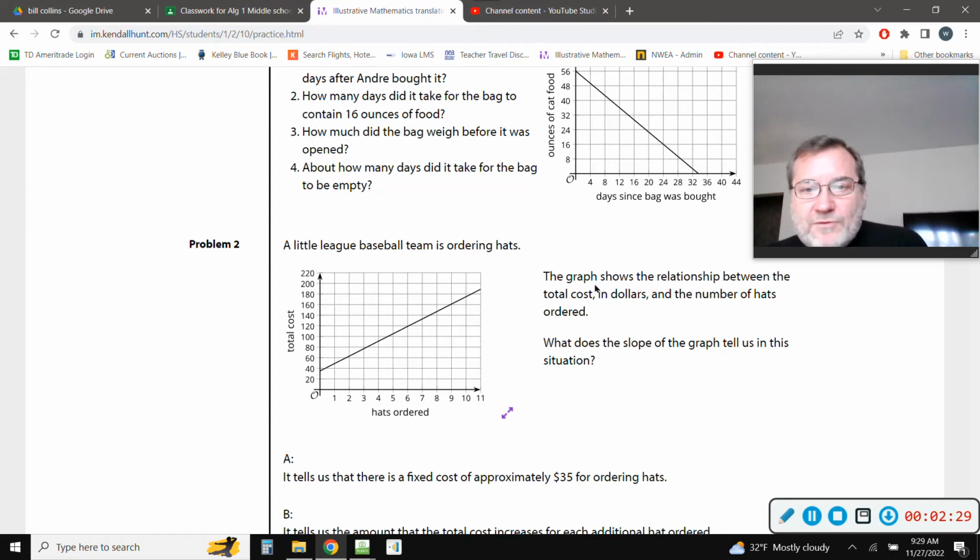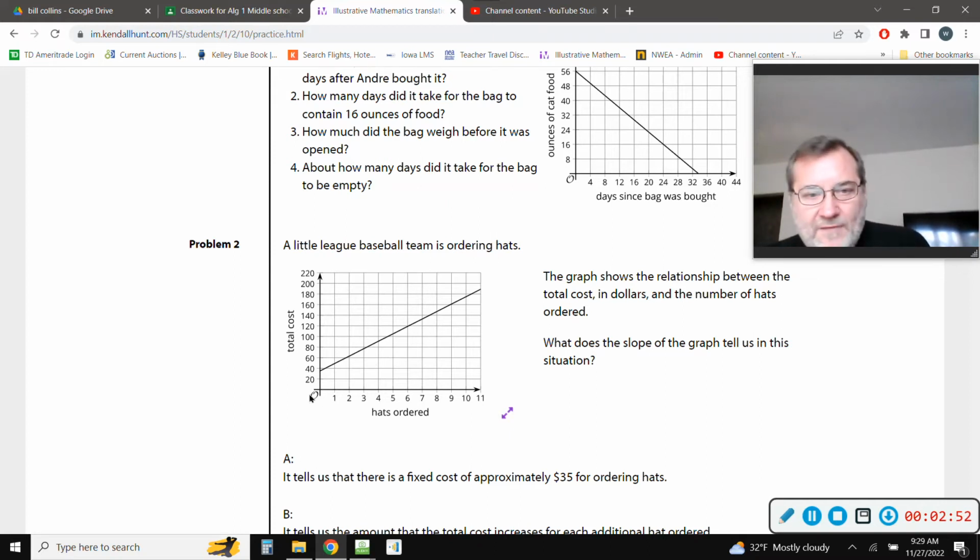The graph shows a relationship between the cost in dollars. Dollars should be listed here. And the number of hats ordered. What does the slope of the graph tell us for this situation? Well, what does this graph tell us? It's a positive slope. It's going up when we go left to right. So as the number of hats ordered increases, so does the dollar amount cost. Well, this kind of makes sense. You get more hats, you pay more money.